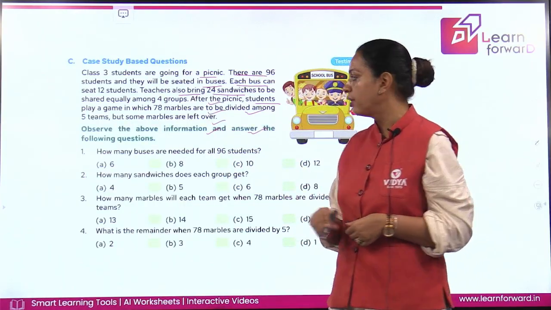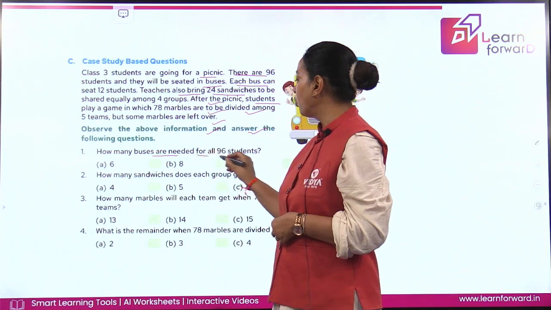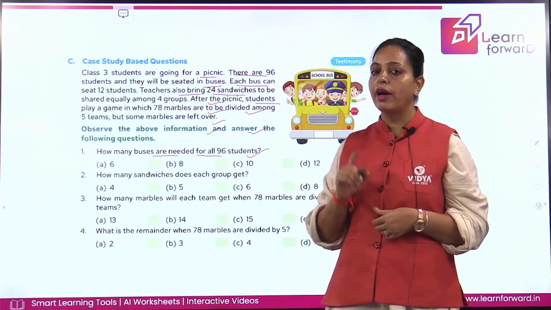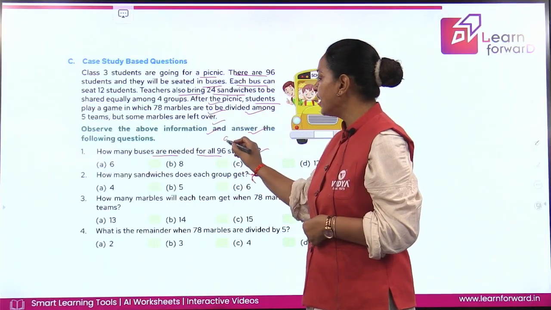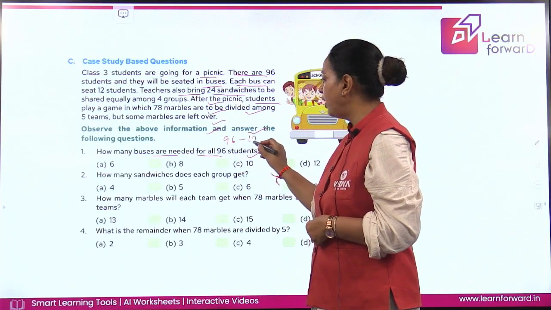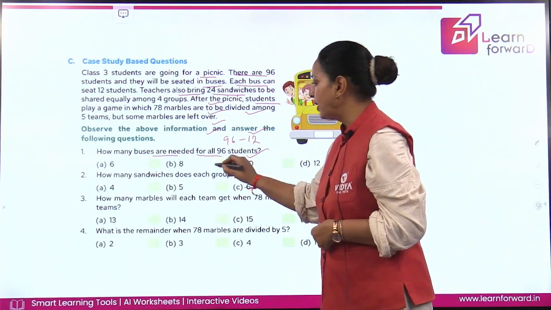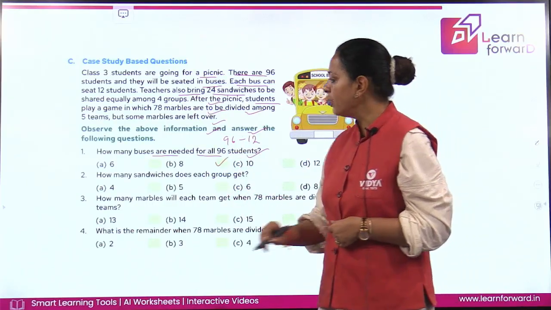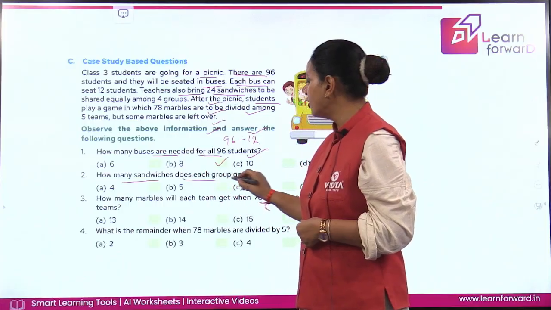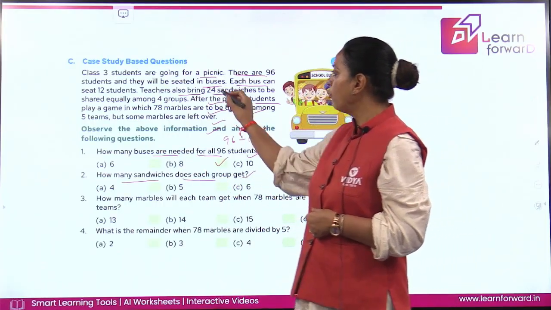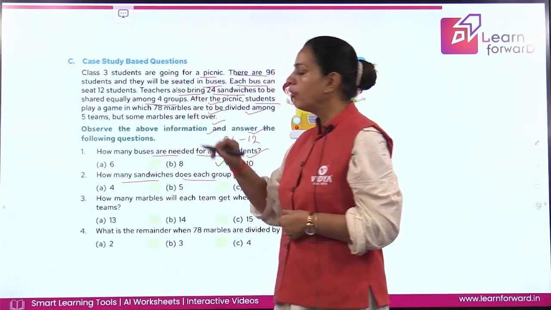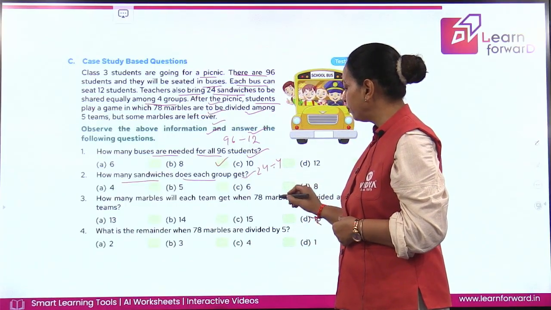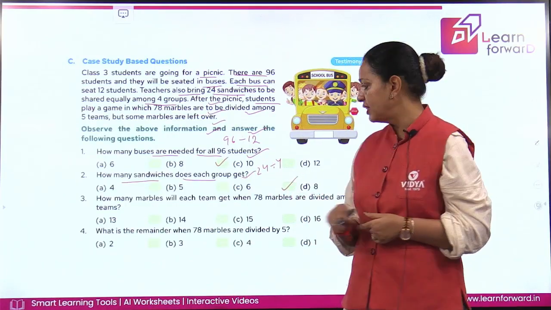The first one, how many buses are needed for all 96 students? So for 12 students, 1 bus. It means 96 divided by 12. So we are getting 8. 12 8s are 96. So answer is B. The second one, how many sandwiches does each group get? So 24 sandwiches among 4 groups. It means 24 divided by 4. Answer is C, 6. Okay.